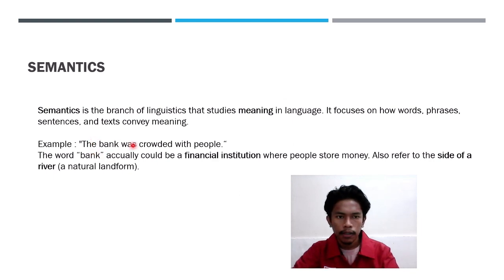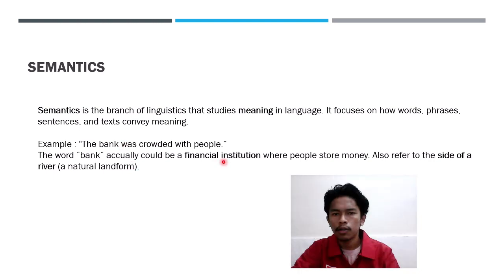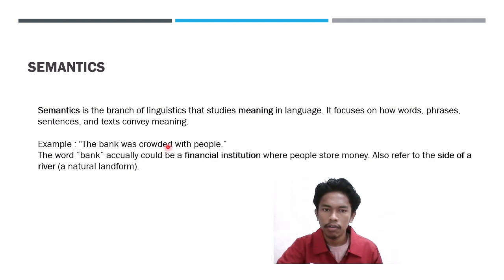So if there is no additional context, just the word bank, for example if we delete "was crowded with people," it becomes confusing. The bank what? The side of the river? But it actually depends on the context. Okay, you got the point, right? Okay, I think that's all.